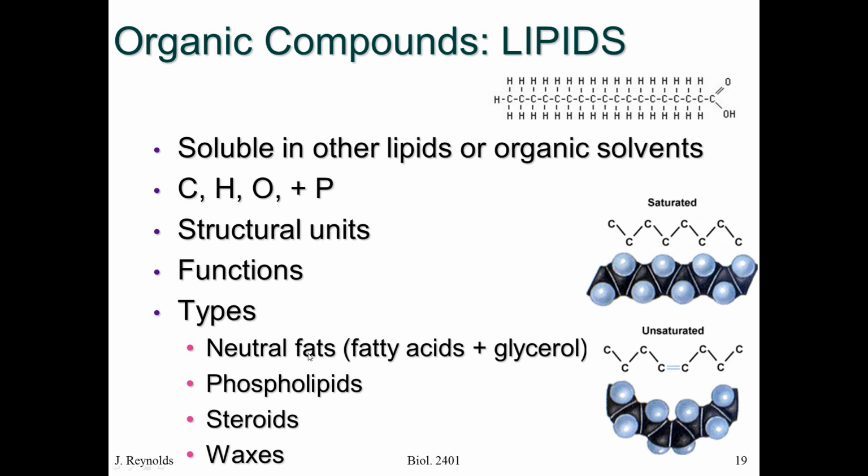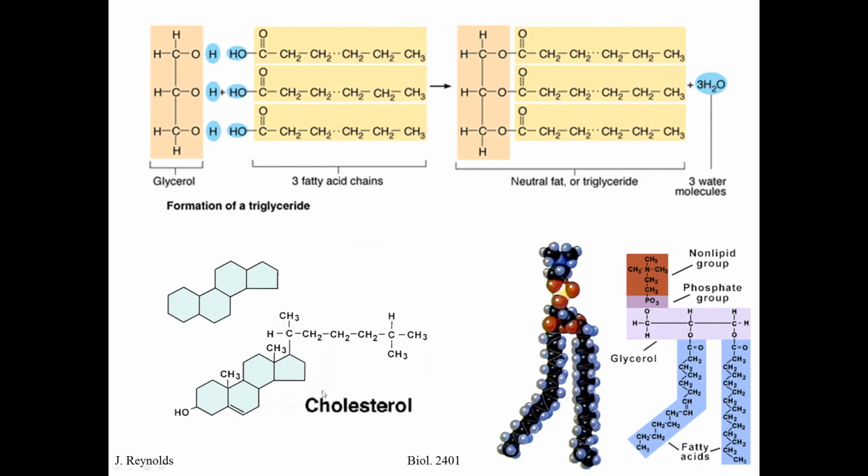Now, there are some other types of lipids. There are phospholipids. Phospholipids have got a phosphate group. So here's a phospholipid at the bottom right. Here's a model in black and red and blue. Here's what it looks like chemically.